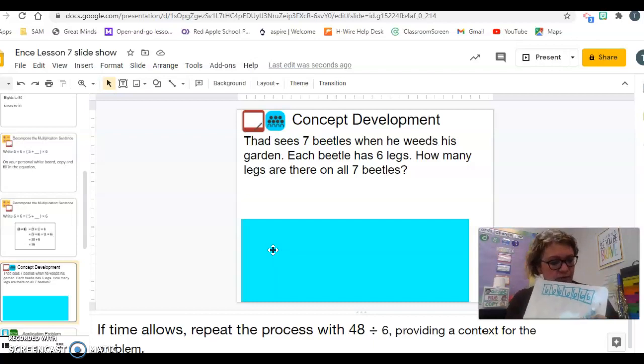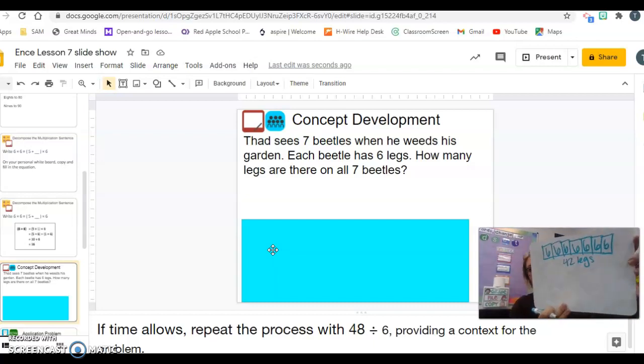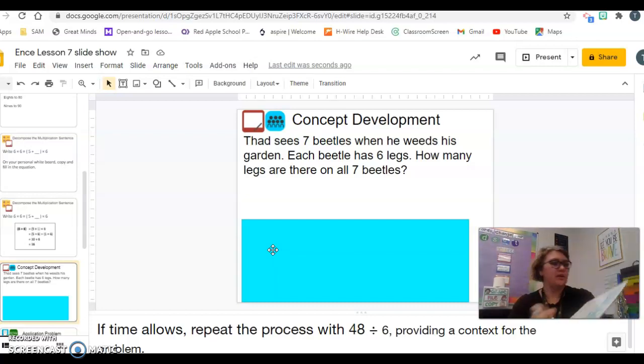Here we go. Count with me. 6, 12, 18, 24, 30, 36, 42. So how many legs are there on all 7 beetles? There are 42 legs. Woo! Mrs. Ants finally got the answer. Okay.